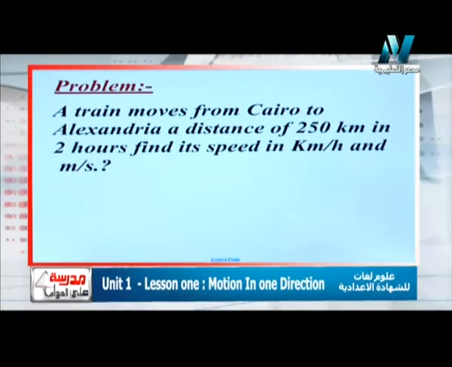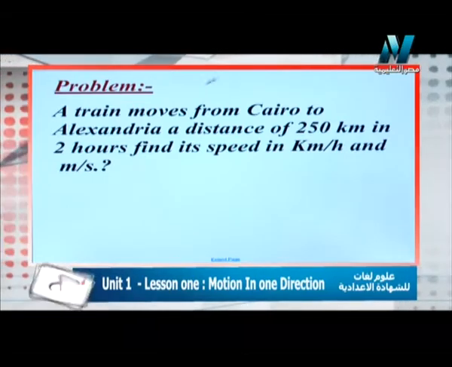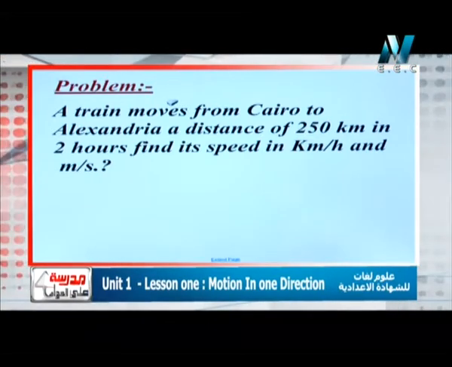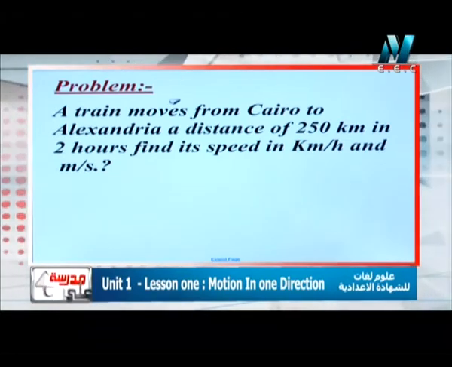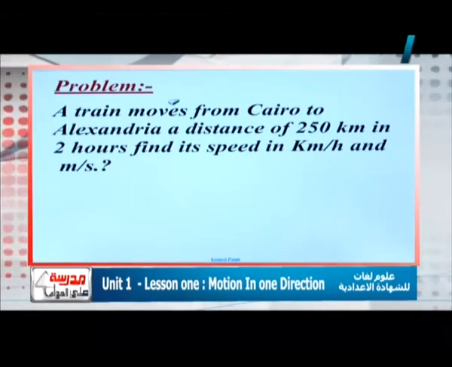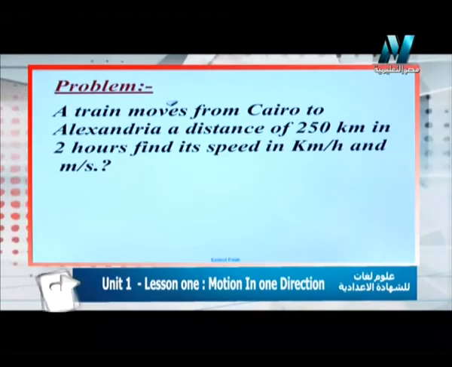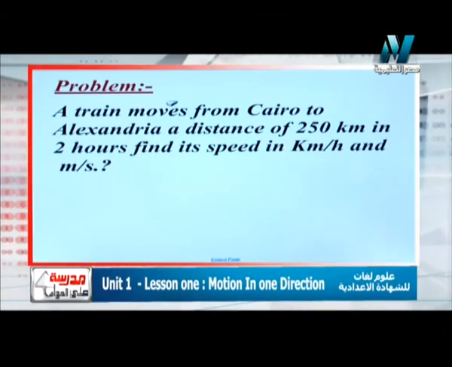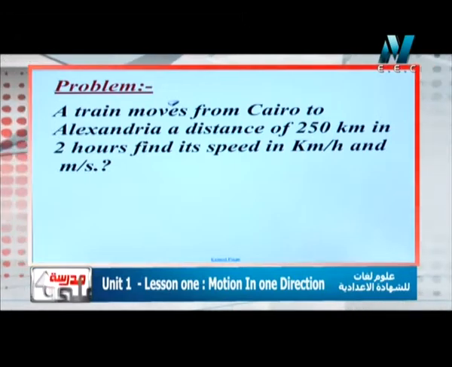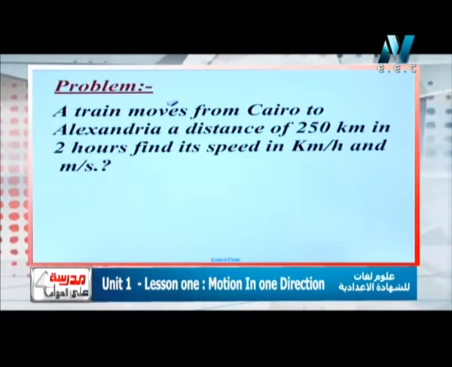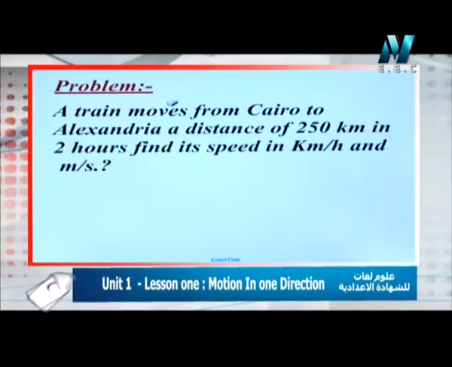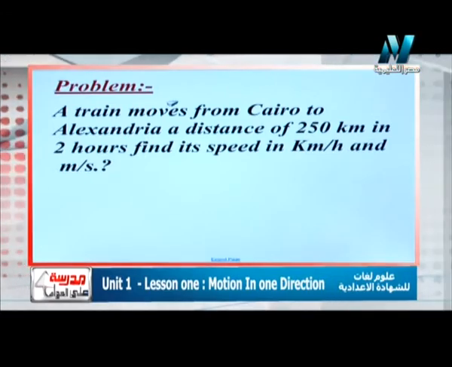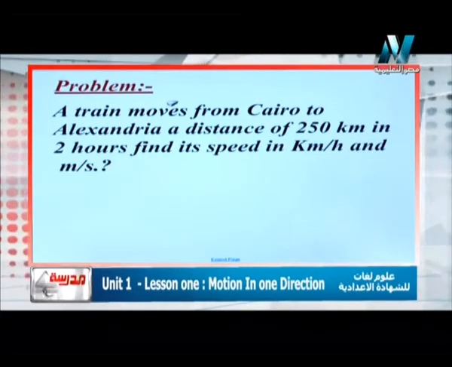So we have a problem here, dear students, to calculate what? As you see here, we have a train. This train moves from Cairo to Alexandria at a distance of 250 kilometers in 2 hours. Find its speed in kilometers per hour and meters per second. Here we have to calculate the speed twice. Once in kilometers per hour, which is very easy because the measuring unit of distance in this problem is 250 kilometers and time is hours. But at the same time we will calculate the speed in meters per second, so we should convert kilometers per hour to meters per second.